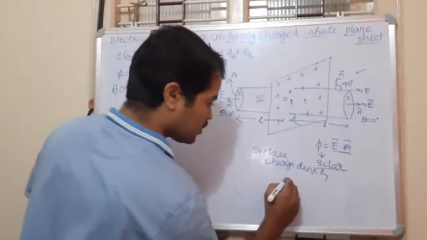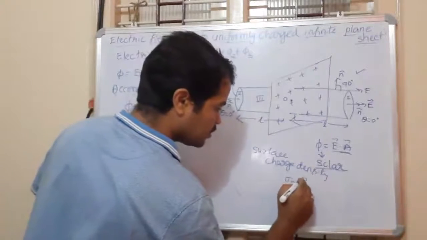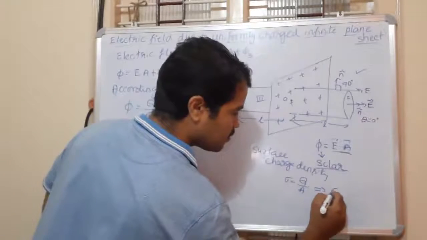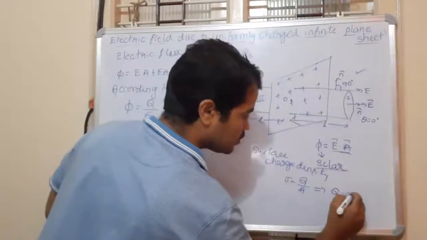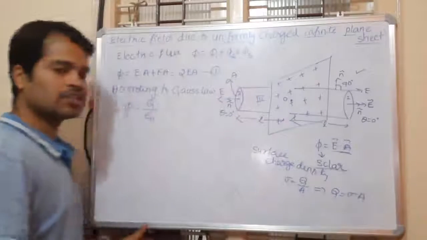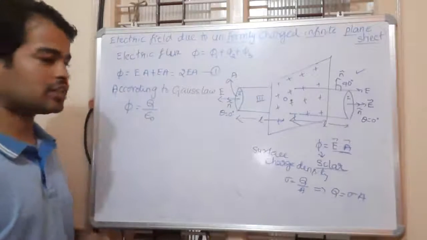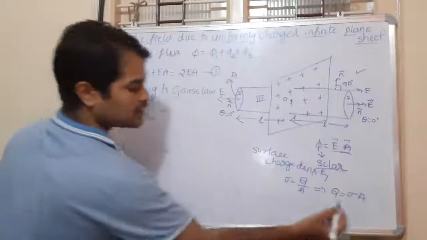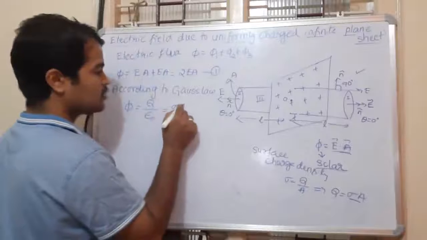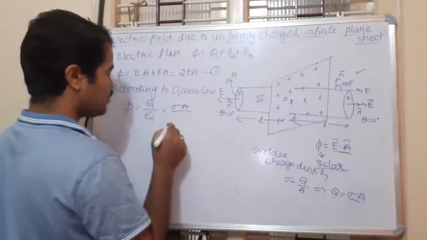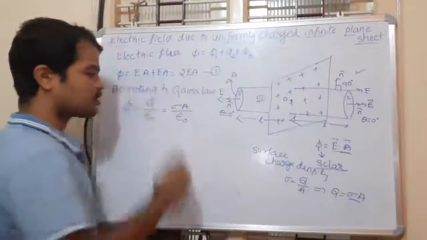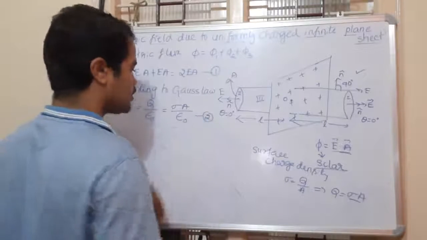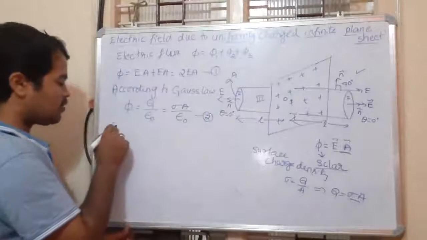It is given by sigma equal to charge per unit area. So from this, Q equal to sigma into A. Surface charge density or area charge density is what we have taken. So Q is sigma into A, and the flux is sigma into A divided by epsilon naught. Let me call this equation number 2.